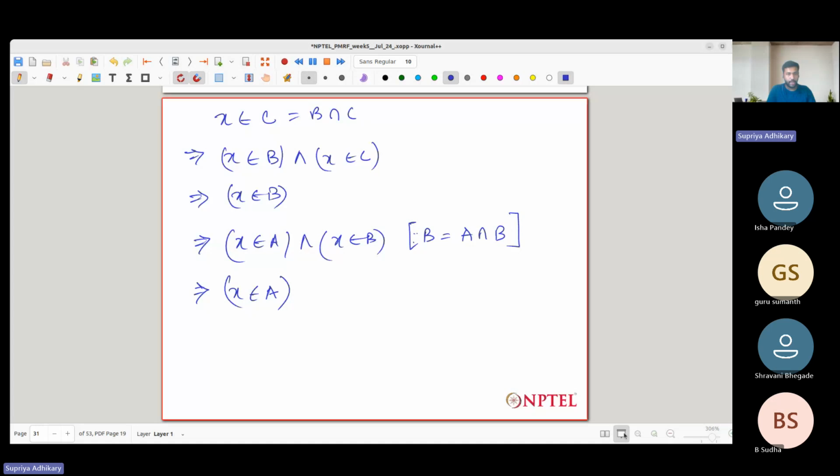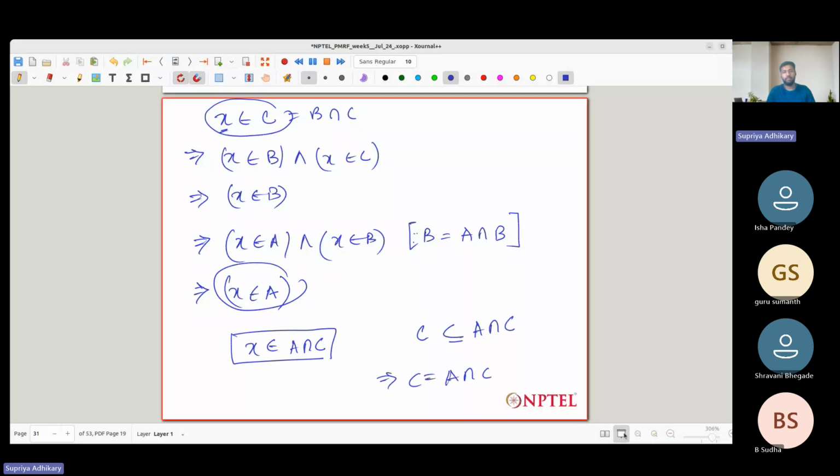Now we already had that X is in C, and from there we have got that X is in A. So using both of these, we can say that X definitely belongs to A intersection C. So we started with an arbitrary element X which is in C, and we end up with X in A intersection C. So we can say that C is indeed a subset of A intersection C, meaning that C is equal to A intersection C.